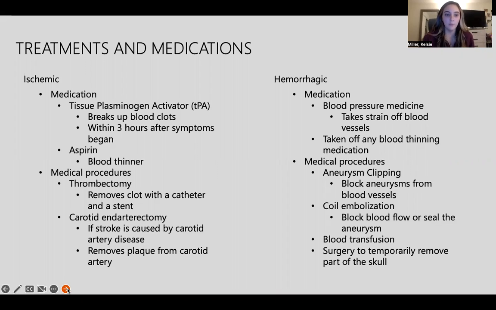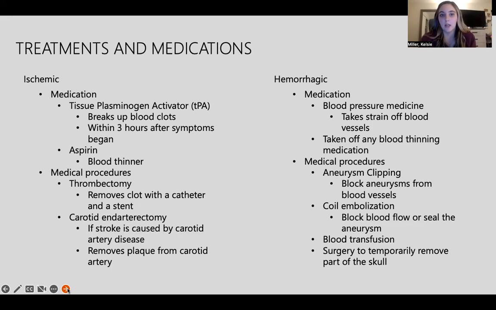Medical procedures that are done for an ischemic stroke are a thrombectomy, and this is when the doctors go in and remove a clot with a catheter and a stent, normally in your groin. The second medical procedure is a carotid endarterectomy, and this is if a stroke is caused by a carotid artery disease, and this is when doctors go in and remove the plaque from your carotid artery in your neck.